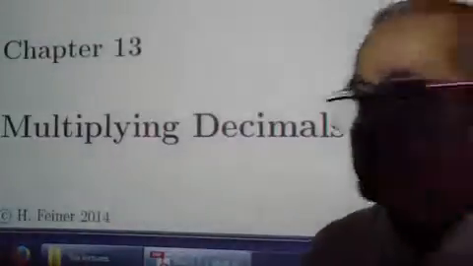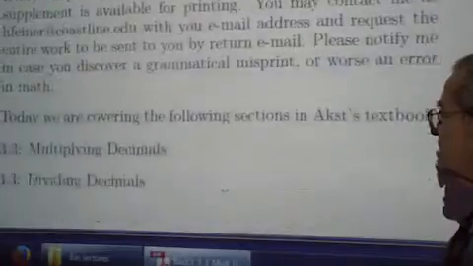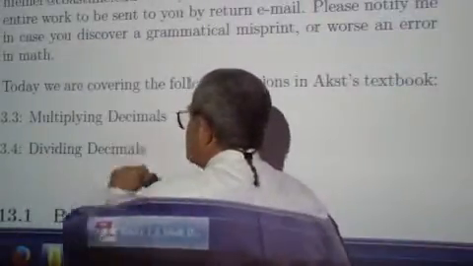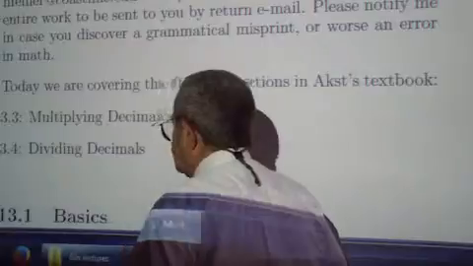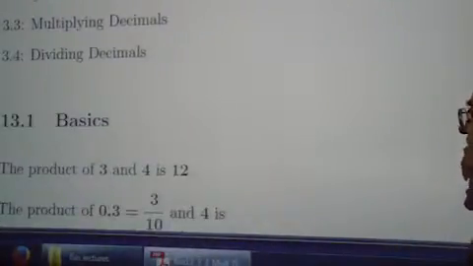I'm back. I'm now doing chapter 13 in my book, which is multiplying decimals. And in your textbook, in section 3.3, multiplying decimals, 3.4, dividing decimals. So we want to start with the basics.